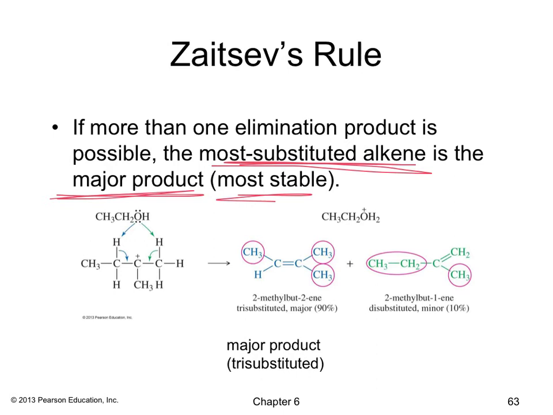So here's an example where you can have this ethanol pluck off either this hydrogen and form a double bond, or this hydrogen and form a double bond. If it takes this hydrogen, it'll form a trisubstituted alkene. If it takes this one off, it'll form just a disubstituted alkene. So this one is your major product.